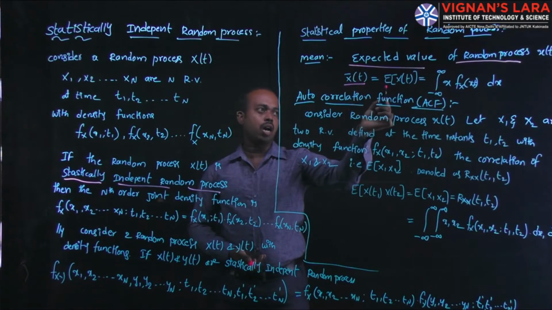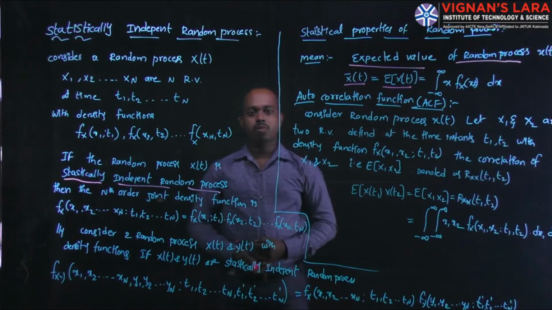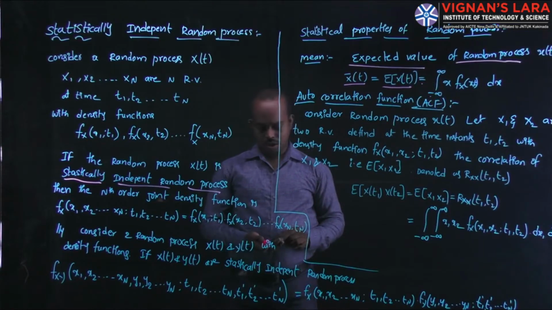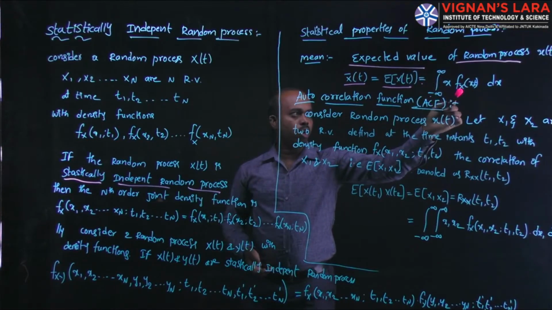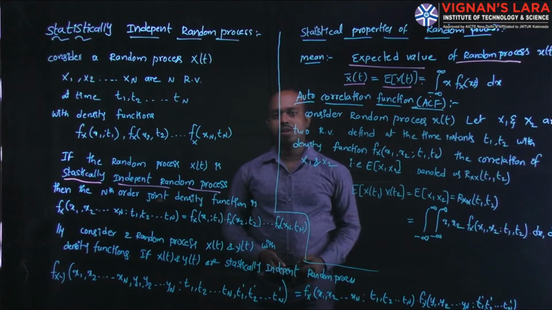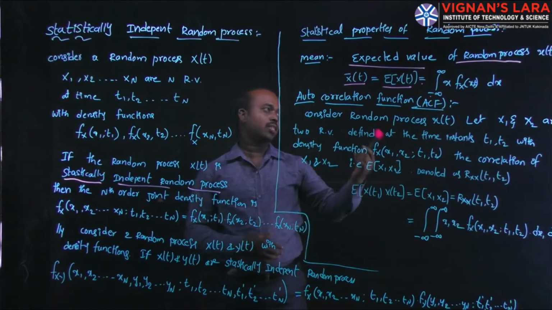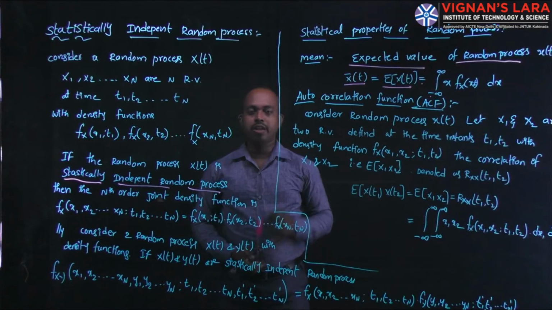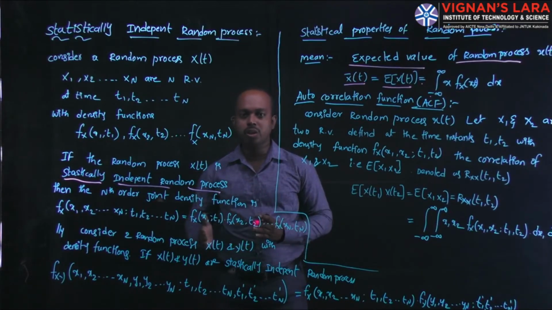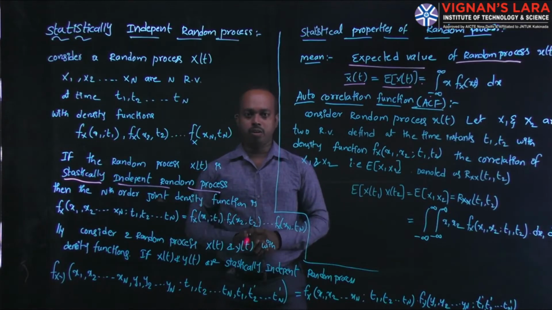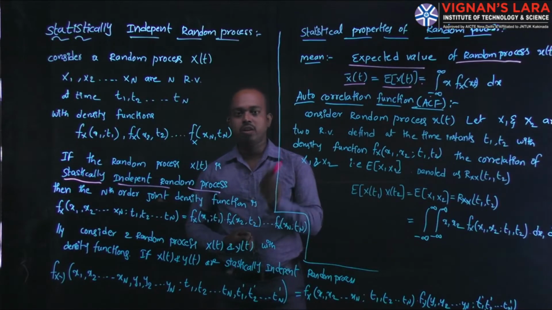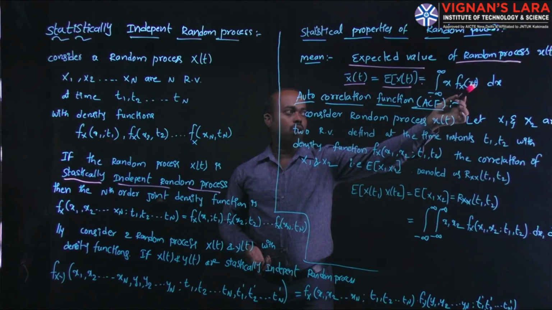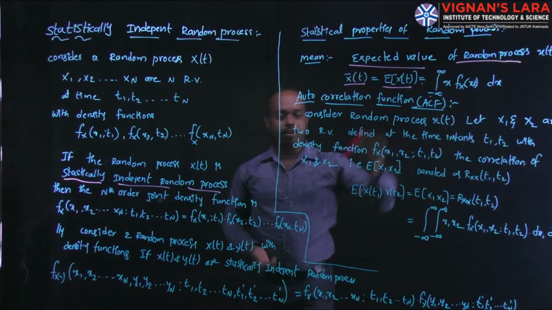X of t bar, or expectation of x of t, is equal to integral minus infinity to plus infinity x into small fx of x comma t. In the general case, we do not consider the time parameter, but here you need to mention the time parameter. The reason is that it is a random process. The random process is a combination of random variable and time parameter. That's why changes have to be made in the density function representation, that is small fx of x comma t with respect to dx.